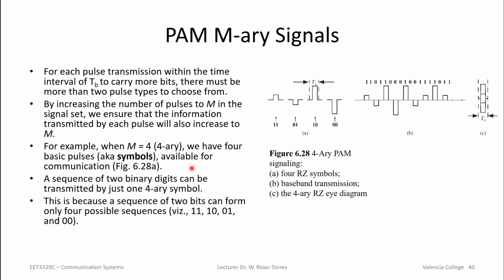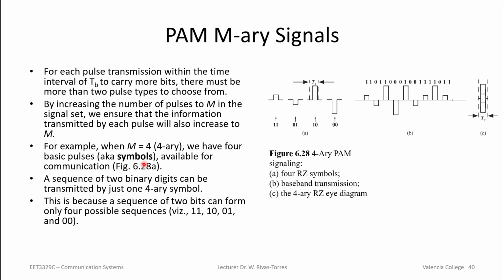In M equals 4, or a 4-ary system, we have basic pulses, which from now on I'll call symbols. It's still the same pulses as we had before, but because they carry more than one bit, the more common term in this field is to call them symbols. Even for single bits, folks will still call them symbols.